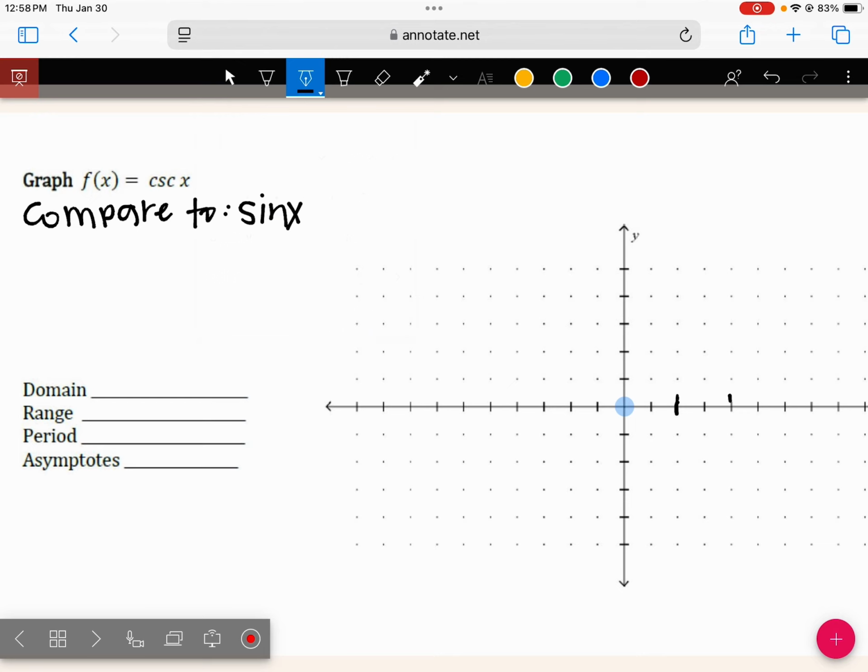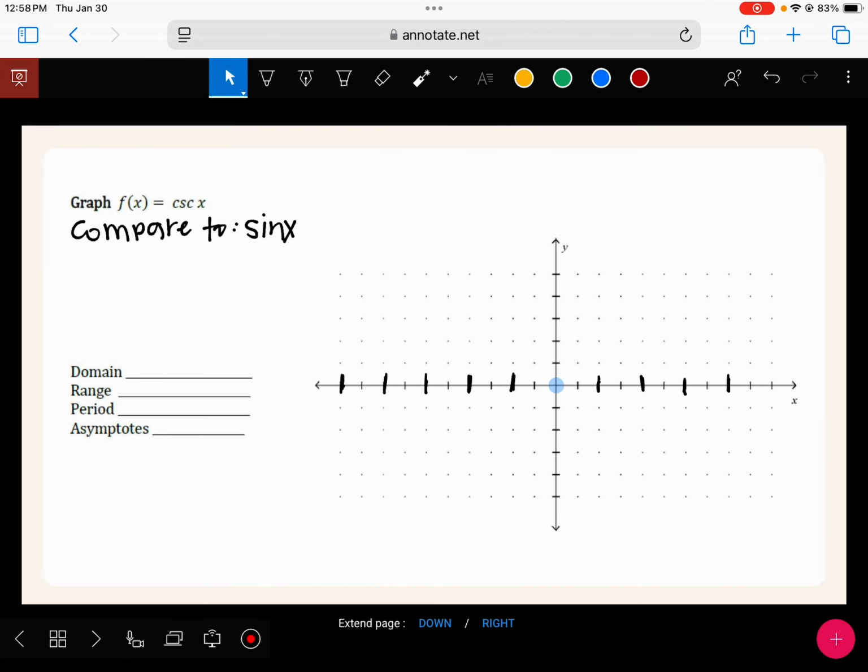If we draw our thick tick marks at every other. And then does sine go up first or down first? Which one is it? Yes, up and to the right. Thank you. Okay, so we're going to go up to 1, come back down to 0. Down to -1, back to 0. And then just mirror the other side.